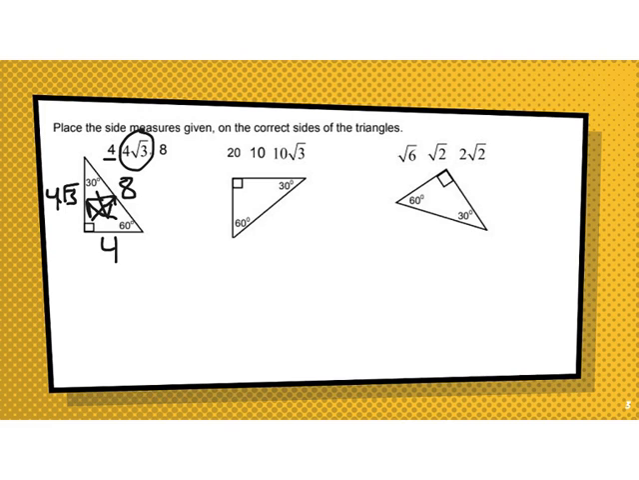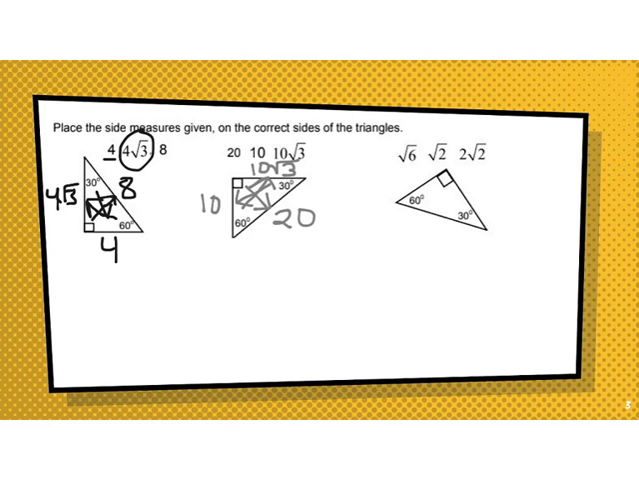So again, here we have 20, 10, and 10 root 3. I'm going to go ahead and start off with my short leg because I know that that's the lowest value of 10, which is directly across from 30 degrees. And then your 60, which is your long leg, is going to be multiplied by the square root of 3. And then we have our hypotenuse, which is the short leg times 2. So 10 times 2 is 20.